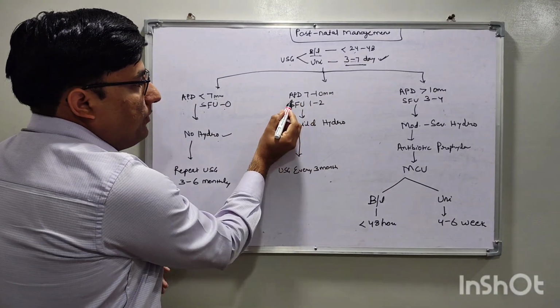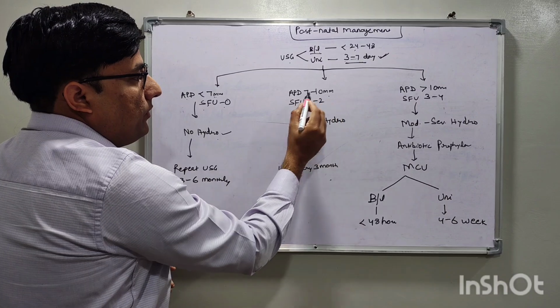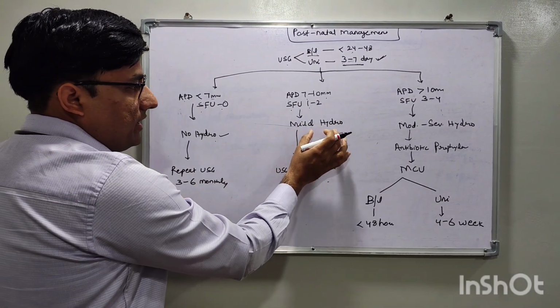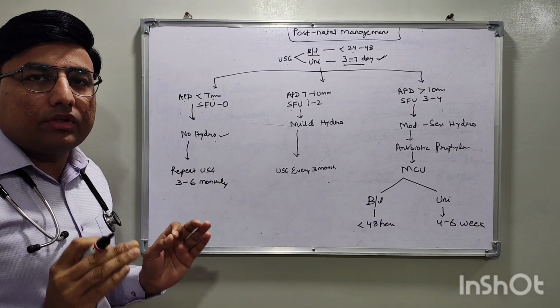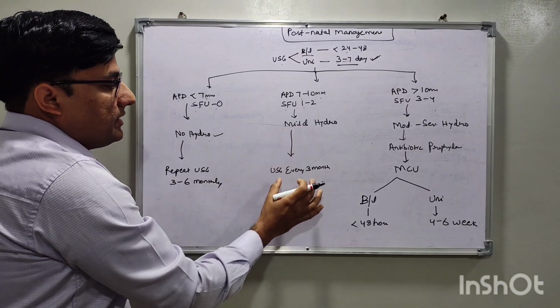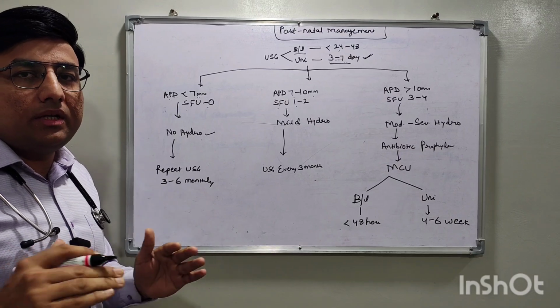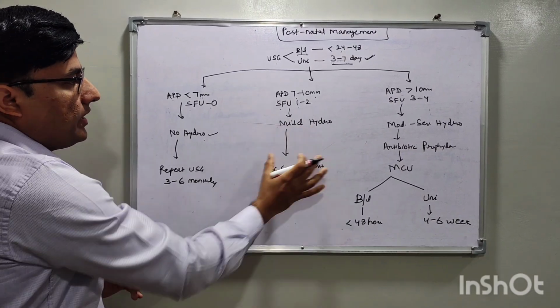But if APD diameter is between 7 to 10 mm or SFU grading is 1 to 2, it means mild hydronephrosis is there postnatally also. In these cases, we should do USG every 3 months to monitor whether the severity is increasing or decreasing.